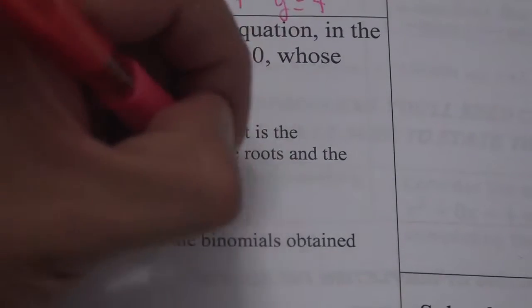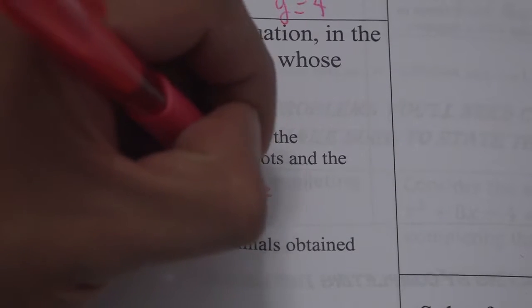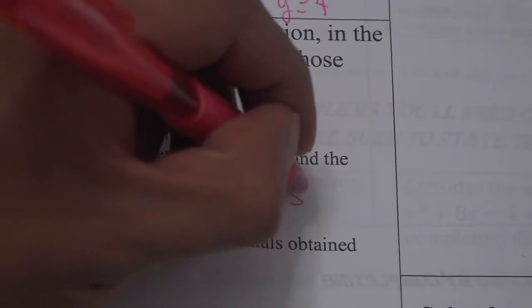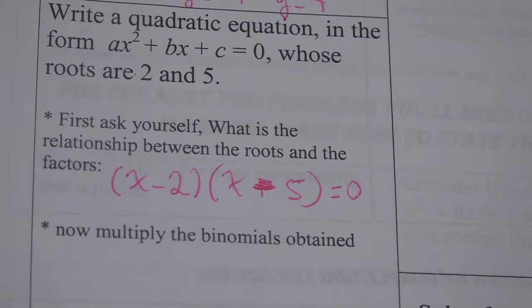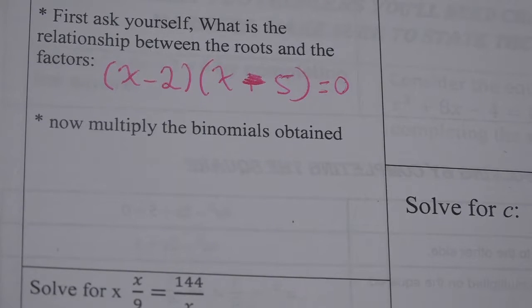and x minus 5. It has to be minus because this 5 is positive. And then remember, equal to 0. Okay then, now multiply the binomials obtained.